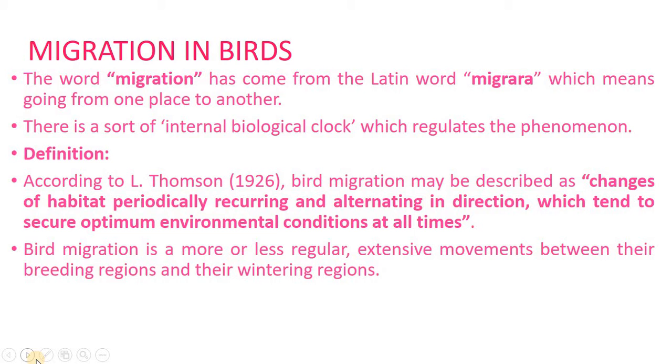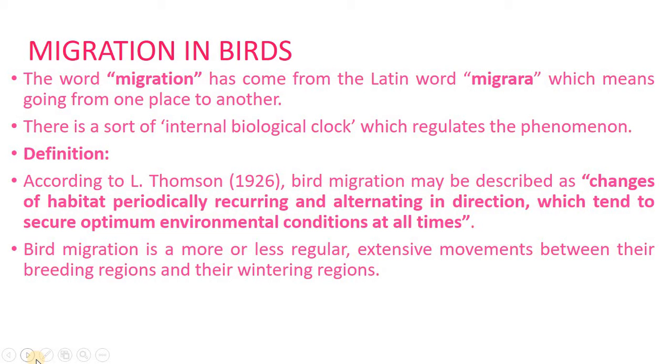See, what is a migration? Changes in the habitat, changes in the place, changes in the dwelling place periodically, time and again, recurring again and again, alternating in direction, which tends to secure optimum environmental conditions at all times. Optimum environmental conditions means the organism must live in conducive conditions, the proper environmental conditions. I mean to say, maybe the food conditions, or the weather conditions, or a predator-free environment, and so forth are the parameters involved in migration at all times.